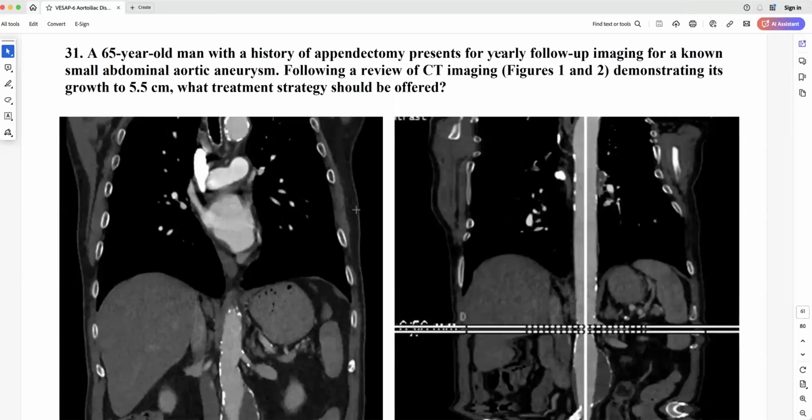A 65-year-old man with a history of appendectomy presents for yearly follow-up imaging for a known small abdominal aortic aneurysm. Following a review of the CT image demonstrating its growth to 5.5 centimeters, what treatment strategy should be offered?